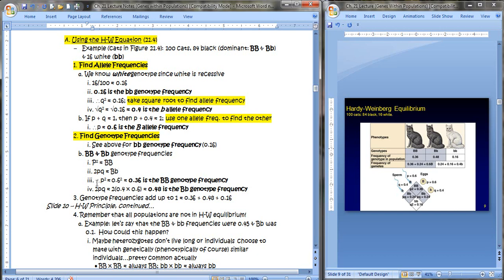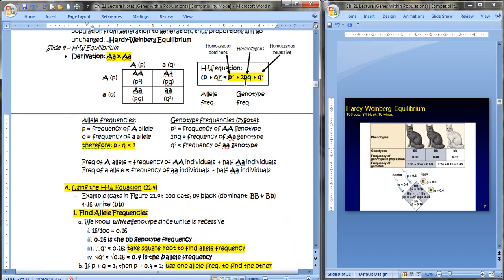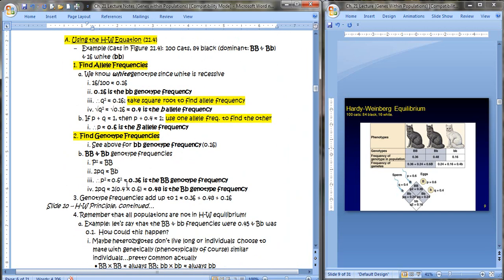If we take our P, which was 0.6, and we actually square it, instead of doing the square root, right? Because now we're finding the genotype frequency, not the allele frequency. Go back and reference your equation so you can keep everything straight. Is 0.36. That's our homozygous dominant genotype frequency.